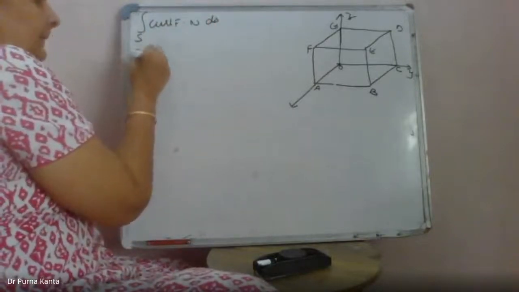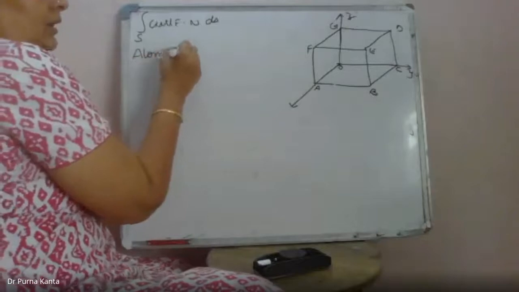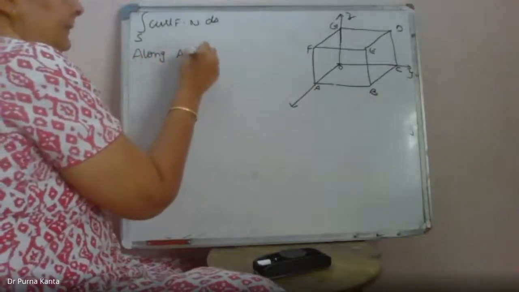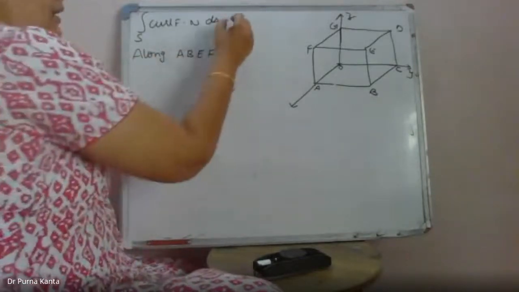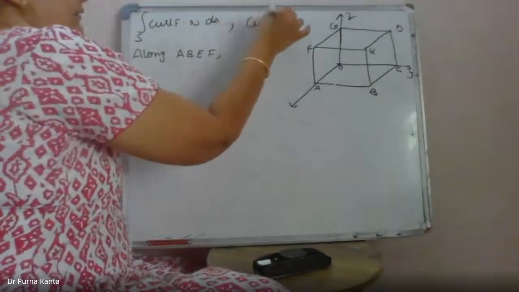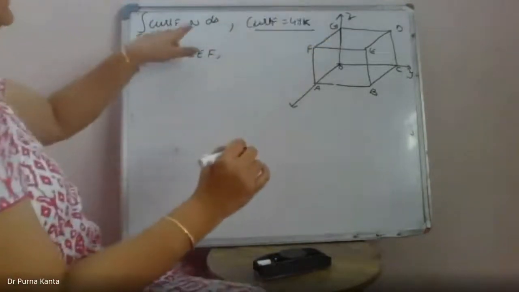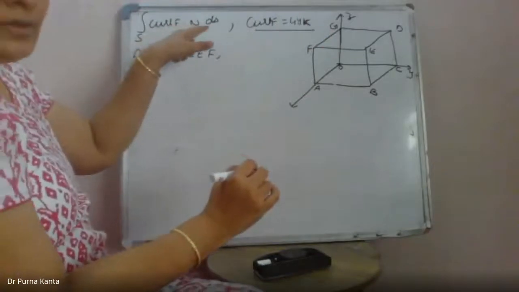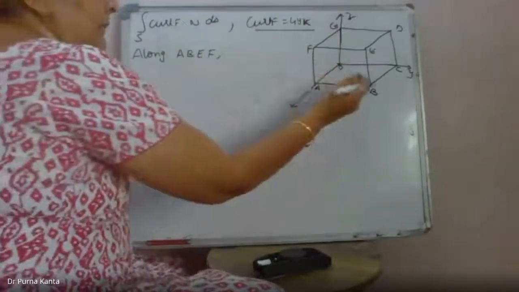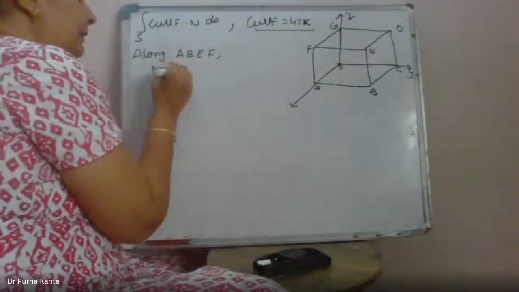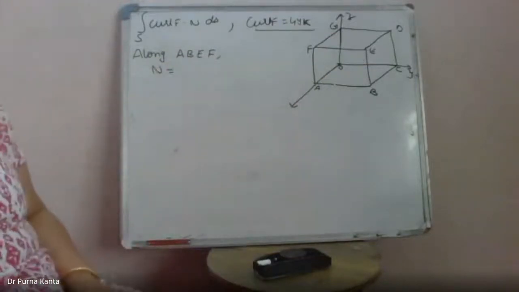Along A, B, E, F. Here we have already calculated curl F as 4yk. Let's leave that. So we have to write down this n and ds. Those values we'll calculate. Along A, B, E, F, can you tell me what will be the n value? Normal vector?